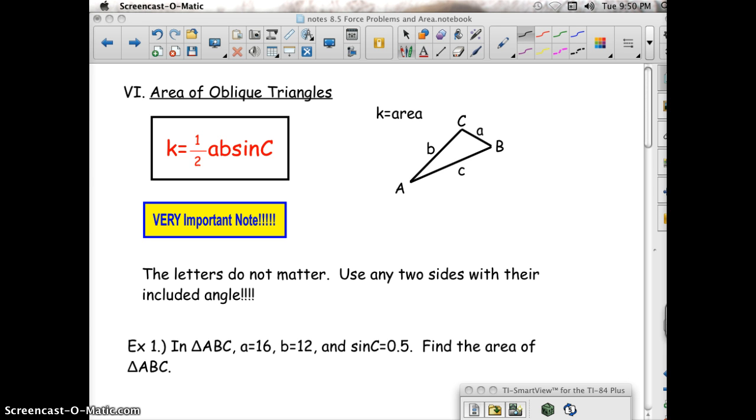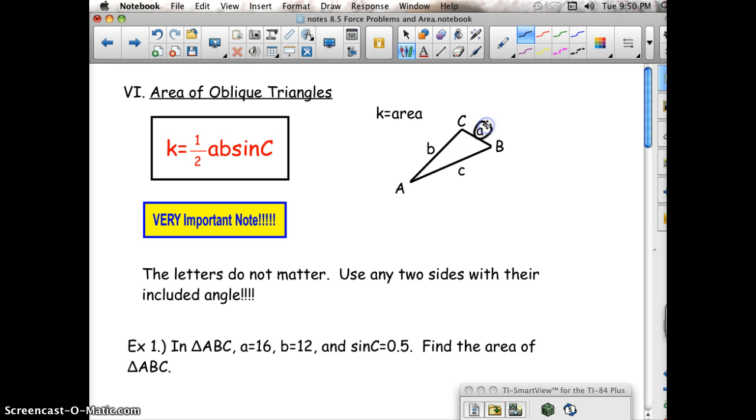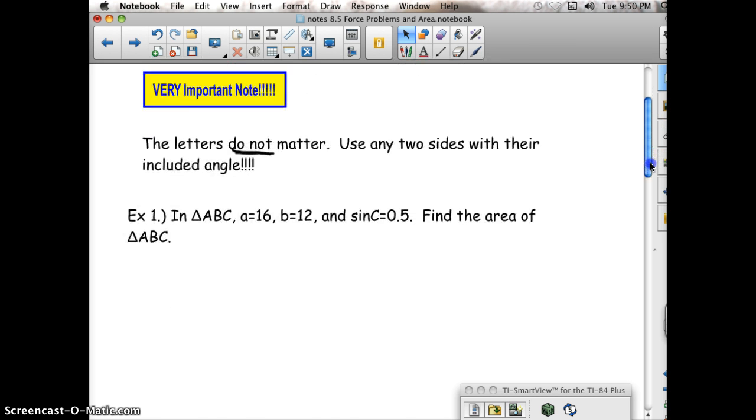The area K is going to be 1/2 side a times side b times the sine of angle C. And listen, folks, the really important note here, just like before with the law of cosines, is that the letters do not matter. Use any two sides with their included angle. So if I know side BC and angle A, I can still find the area. I can do 1/2 BC times sine of A.